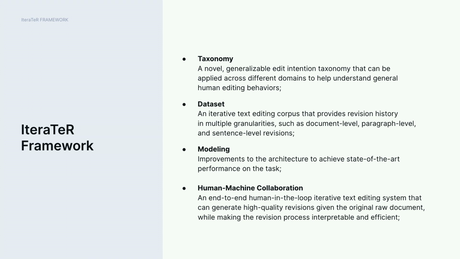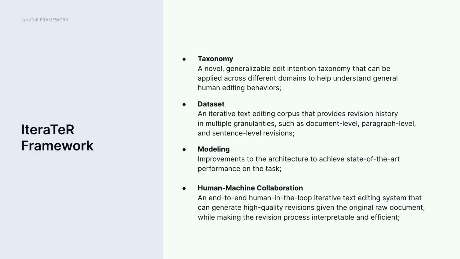Okay, so how did we approach these research questions and the gaps in prior work? We first created a generalizable edit intention taxonomy for text revision that can be applied across different domains to help understand general human editing. Using this taxonomy, we collected complex text editing data sets using crowdsourcing across these different dimensions. Using this data set, we then computationally modeled the process using state-of-the-art text editing and text generation techniques and provide insights into the modeling challenges of the task.